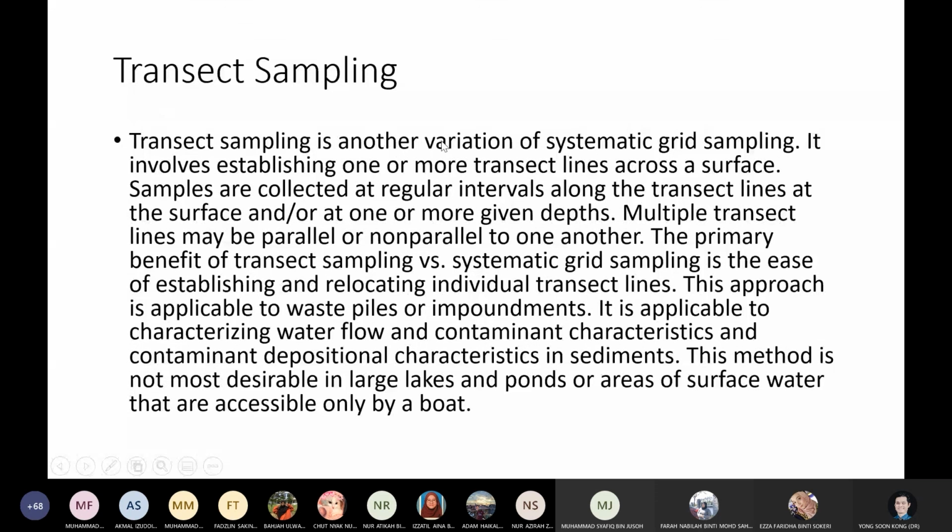Now, transect sampling is another variation of systematic grid sampling, but it follows the transect lines. That means sometimes, like I said, there are places where you plan to go, but you cannot go due to the geography, or maybe due to some difficulties in accessing that site. I think the entire explanation I already mentioned earlier, so I won't mention it again. What I can explain to you is that, let's say you have a grid sampling and there are certain points you cannot go, then you have to follow along the lines where you can go.